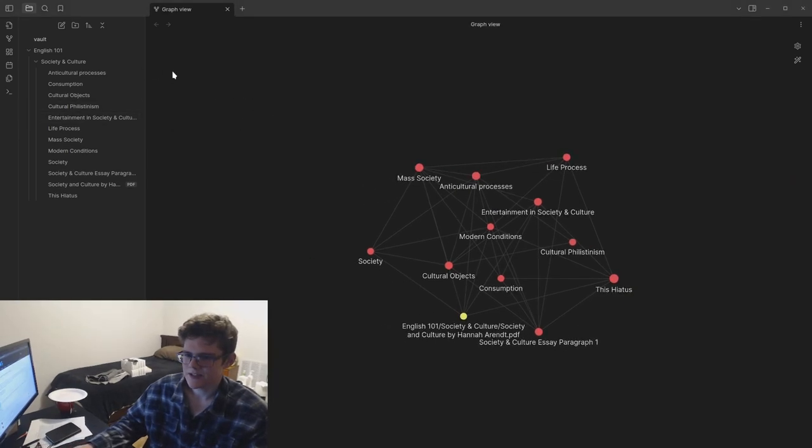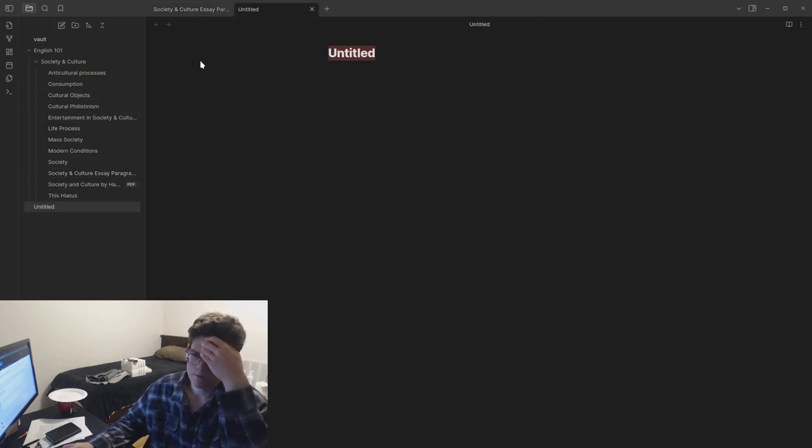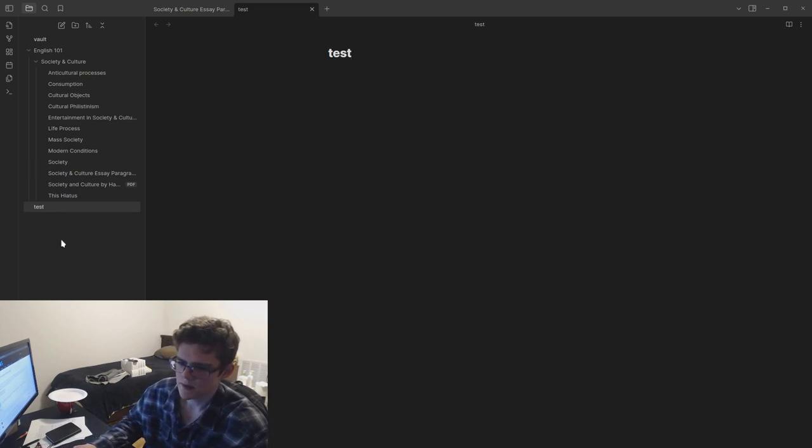So basically, the way Obsidian works is you just have this paragraph that I'm writing, that's in Society and Culture. But you'll notice all these hyperlinks, right? So under modern conditions, comma, this hiatus, right? So it's like, oh, modern conditions. Well, okay. Let me make a new note. And then let me make another new note.